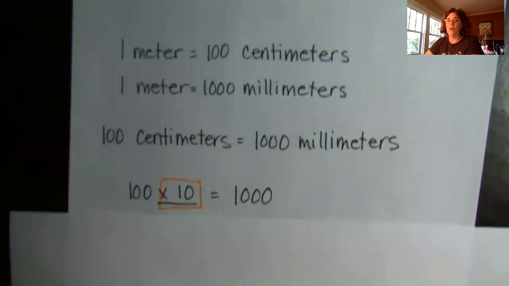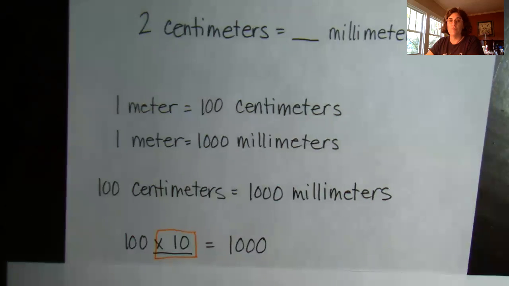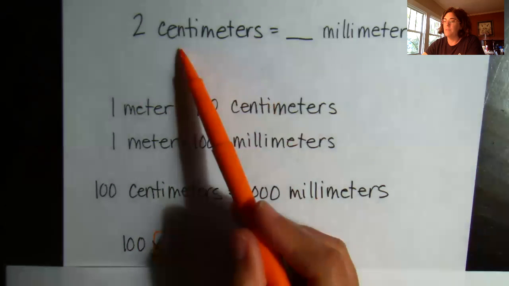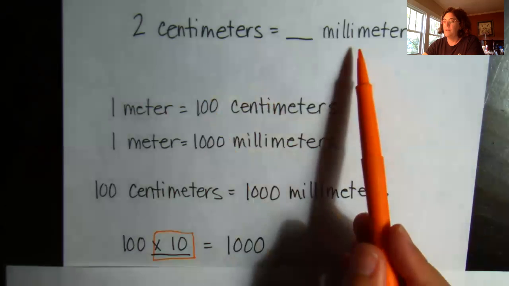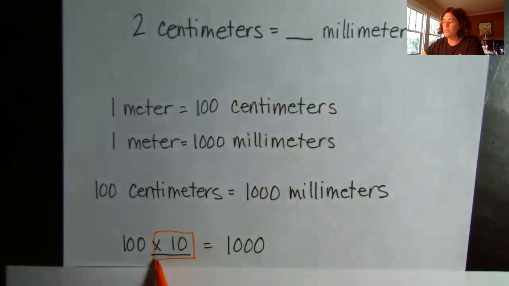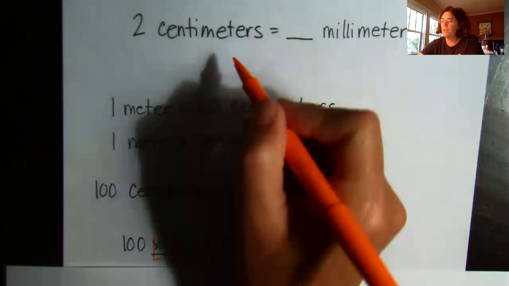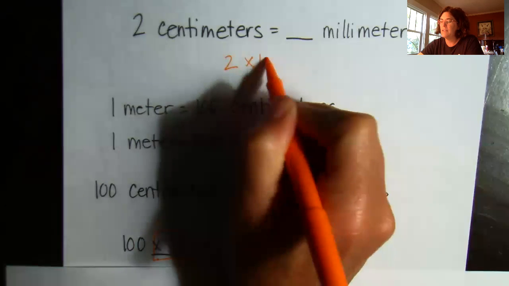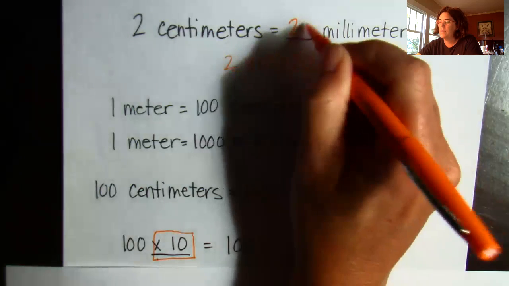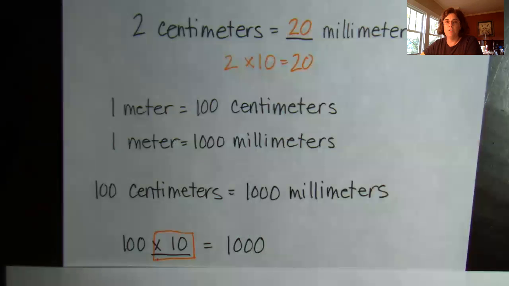So I'm going to use all that information now to solve this problem up here. It's asking me to go from centimeters to millimeters. And using all of this information, all I need to do is multiply by 10. So I'm going to go 2 times 10 equals 20. So 2 centimeters equals 20 millimeters.